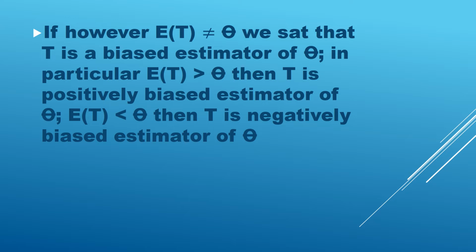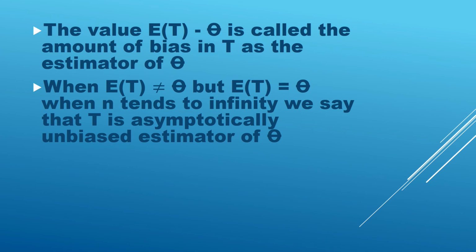If the expected value of T is not equal to theta, we say that T is a biased estimator of theta. In particular, when the expected value of T is greater than theta, then T is a positively biased estimator of theta. Moreover, when the expected value of T is less than theta, then T is a negatively biased estimator of theta. The expected value of T minus theta is called the amount of bias in T as the estimator of theta.